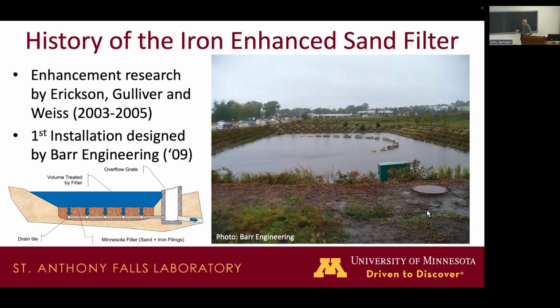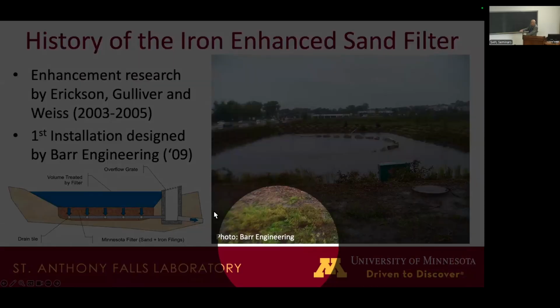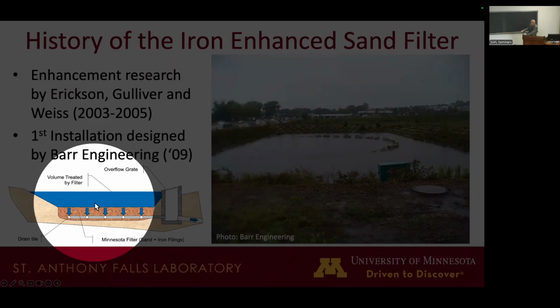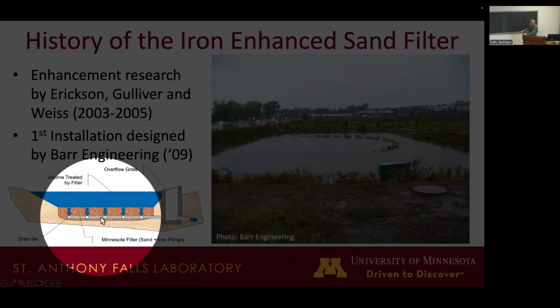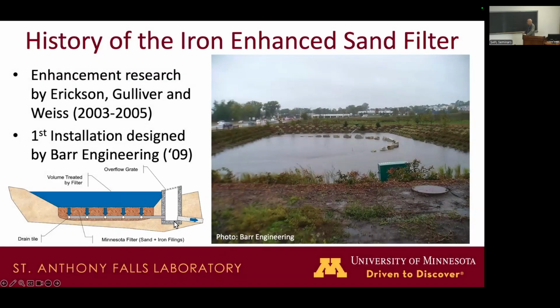And the idea behind an iron-enhanced sand filter is that you let water run in, it goes through the iron-enhanced sand, that would be a mixture of iron and sand, into an underdrain and flows out through here. That's basically the idea.